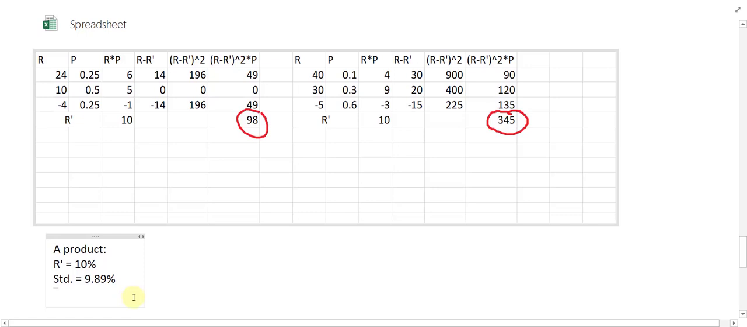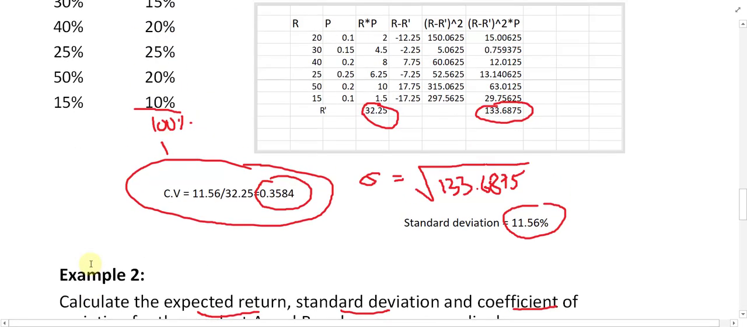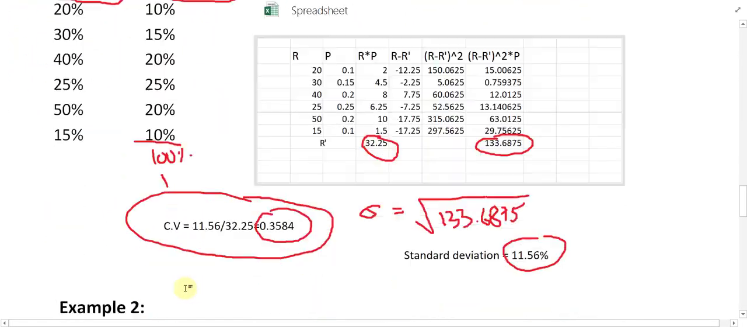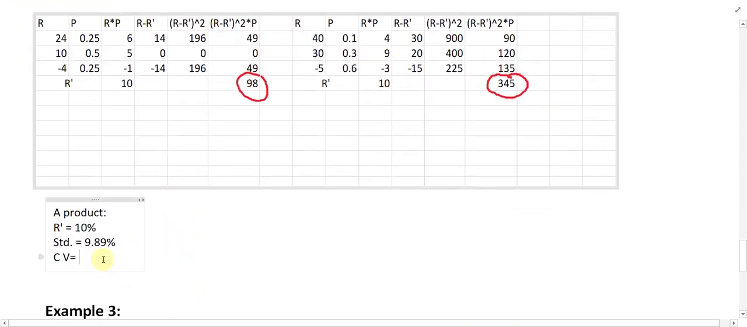Now you can calculate the coefficient of variation. How can you find out the coefficient of variation? This was the formula: standard deviation divided by R bar, right? So standard deviation, 9.89, divided by expected return. Expected return is equal to 10, right? If you divide, you get this value. This is for A.